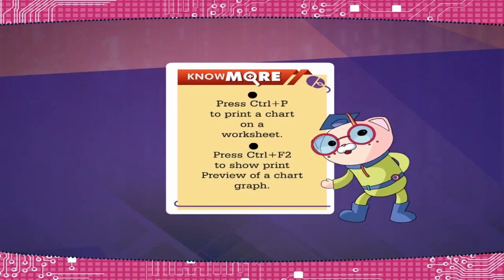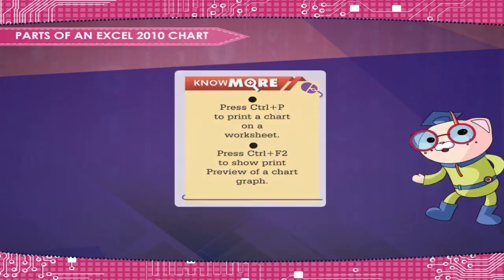Press Ctrl+P to print a chart on a worksheet. Press Ctrl+F2 to show a print preview of a chart graph.